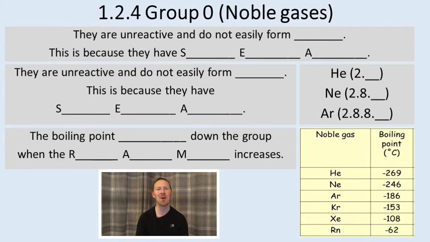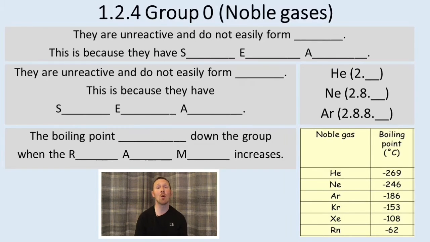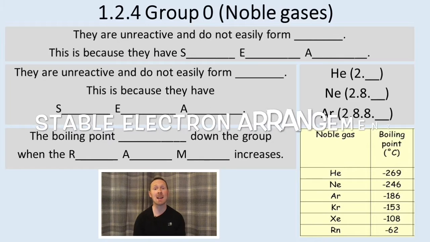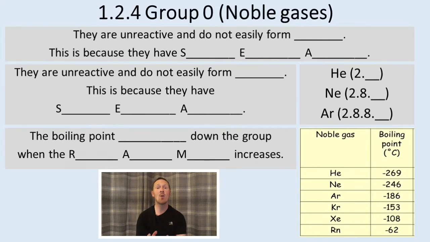1.2.4, Group 0, the noble gases. So you need to know group 0, the noble gases, they are unreactive. The reason they're unreactive is they don't easily form ions or compounds. So they don't react. The reason they don't react is they have an SEA, a stable electron arrangement. That means they've got a full outer shell. They don't need to gain or lose electrons to become stable.